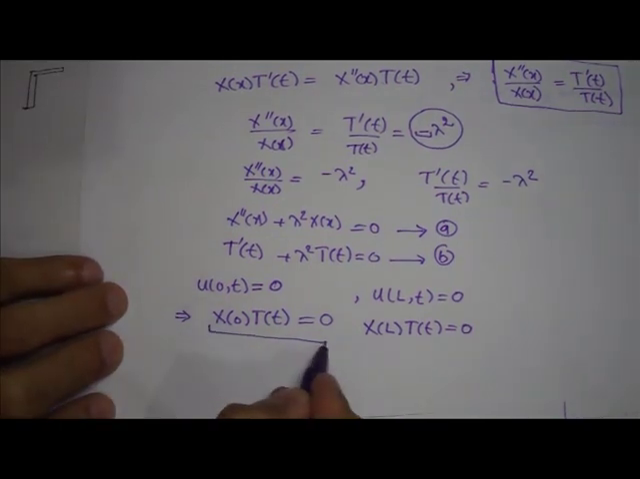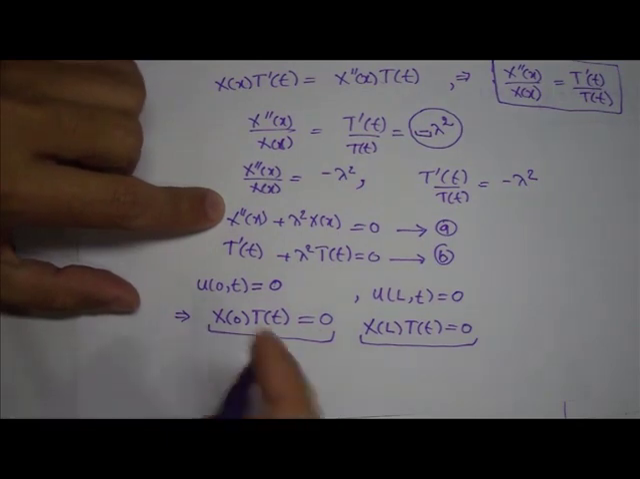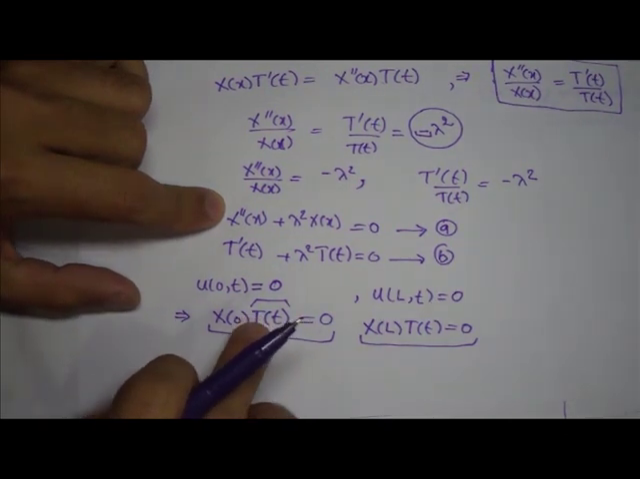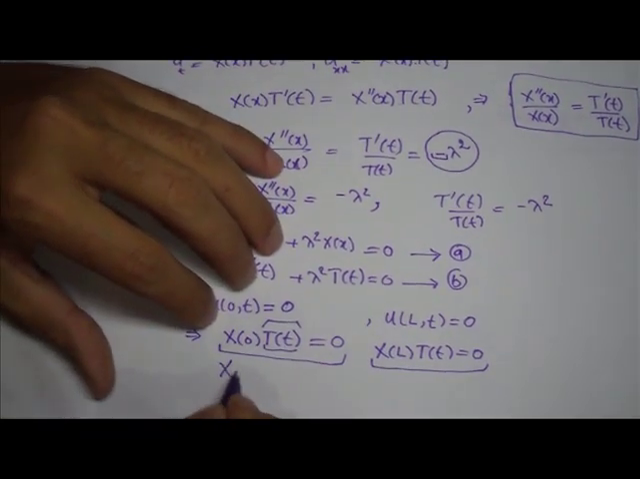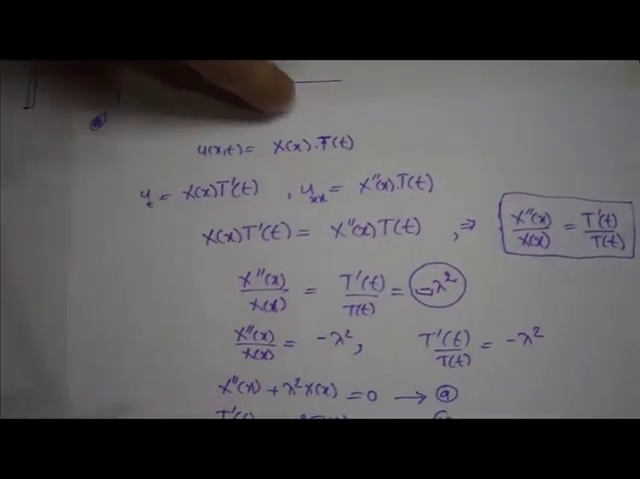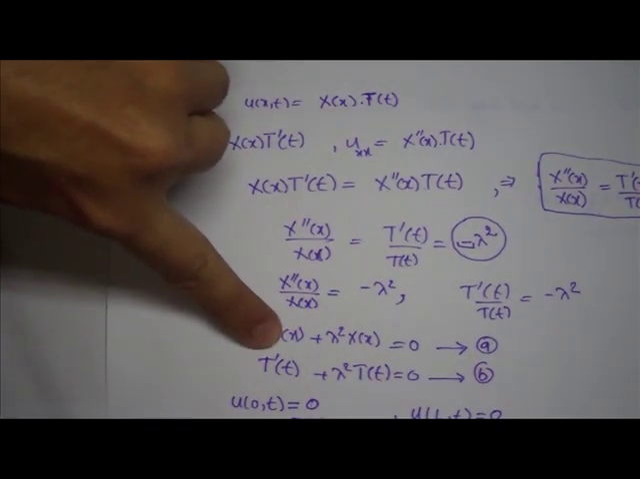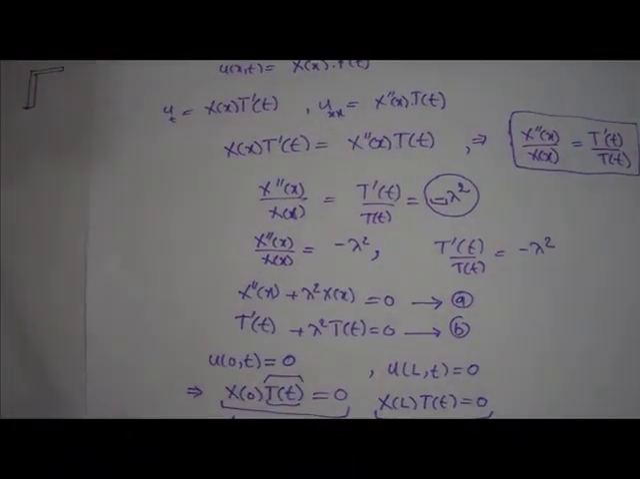Now these two equations give us information about the solution of problem A. We cannot say that T of t is 0, because if this function is 0, then we end up with a trivial solution. So we say that this must not be 0. And so what we get is X of 0 is equal to 0 and X of L is equal to 0. So the function of x in the solution satisfies this ordinary differential equation, and if this function also satisfies these two conditions, then the resultant solution will satisfy these boundary conditions.